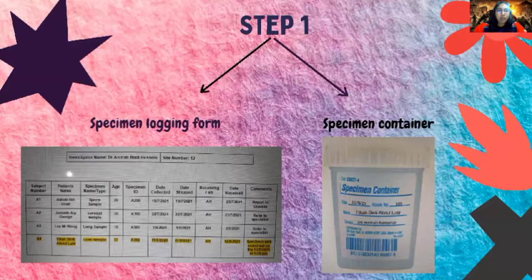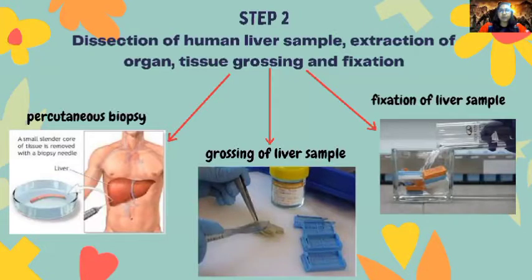So the one on my left is the specimen logging form, while the one on my right is the specimen container. The patient's details, name, specimen that is taken, age, specimen ID, date collected, date sheet, receiving lab, date received by the lab, and comments is done in the specimen logging form. While on the specimen container, the date, room number, name of patient, and the doctor is written on it.